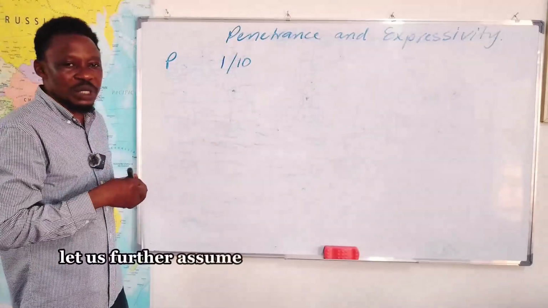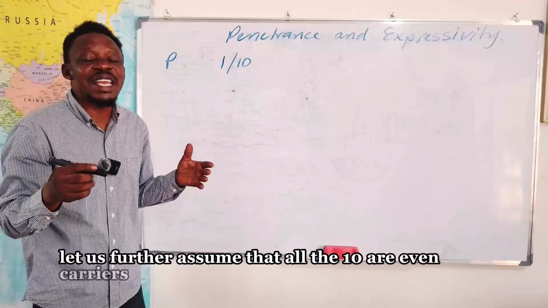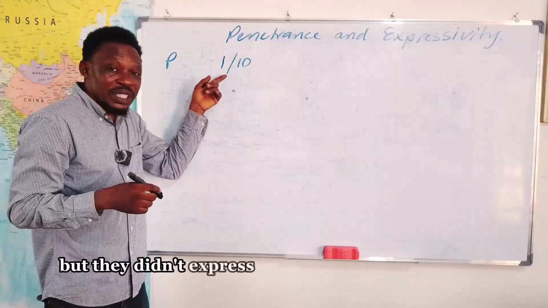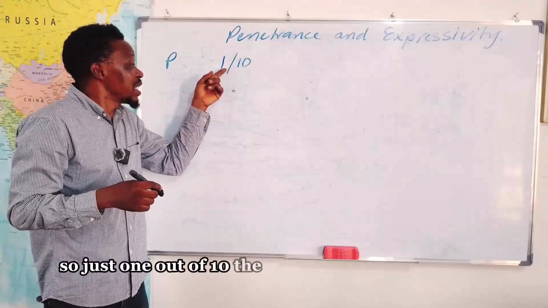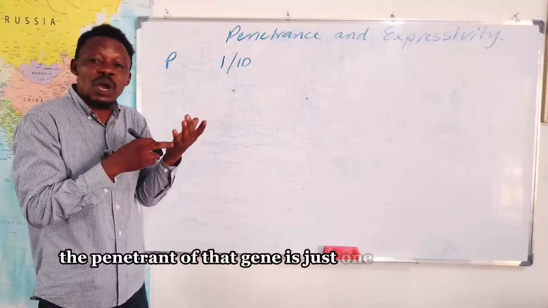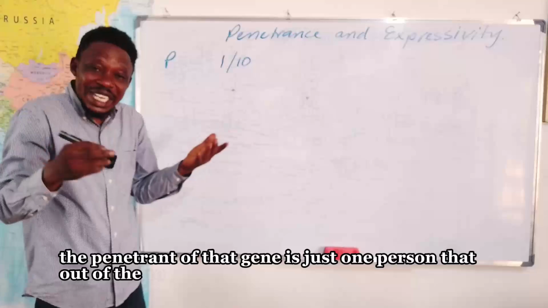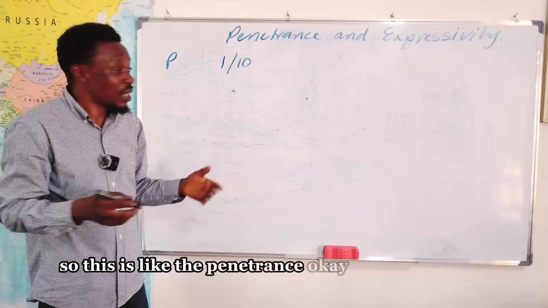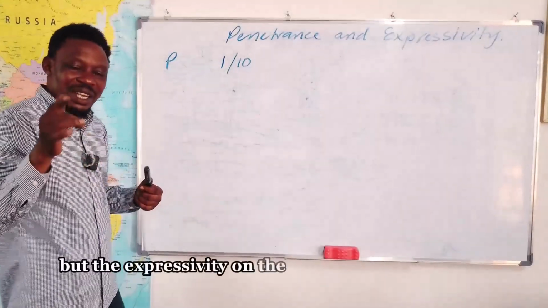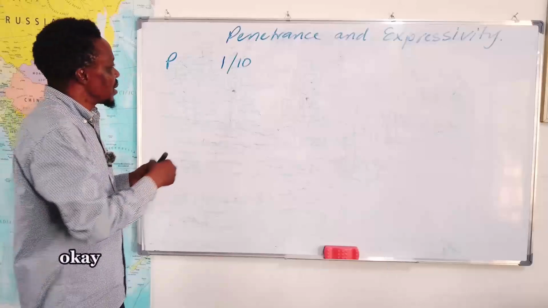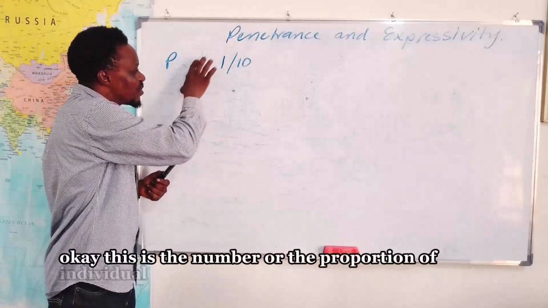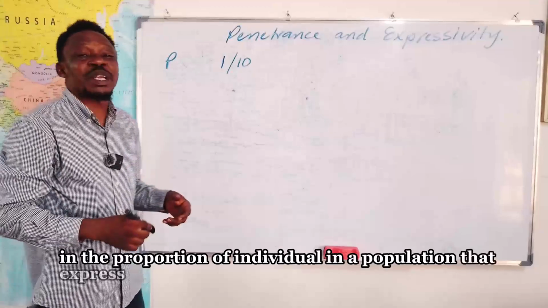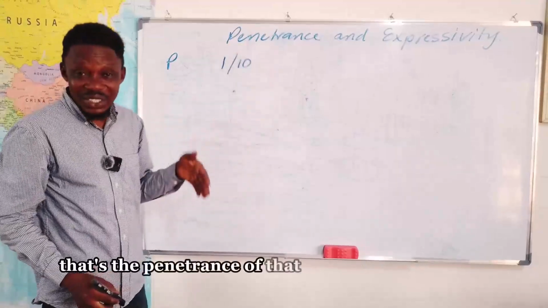And let us further assume that all the 10 are even carriers of the gene, but they didn't express it. So just 1 out of 10, the penetrance of that gene is just one person out of the 10 that shows that the gene was present. So this is the penetrance. Penetrance is the proportion of individuals in a population that express a trait. That's the penetrance of that trait.